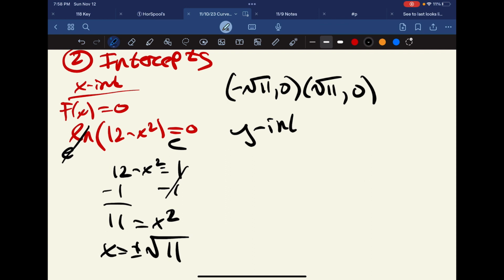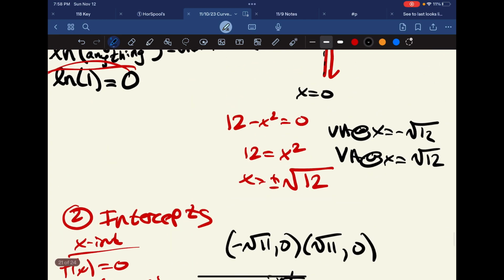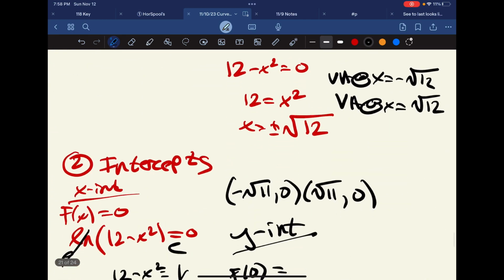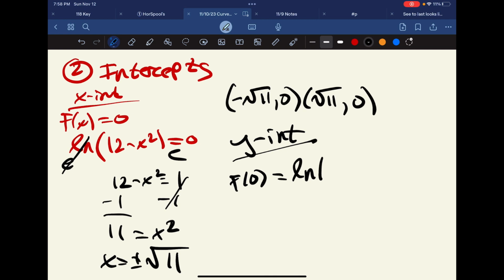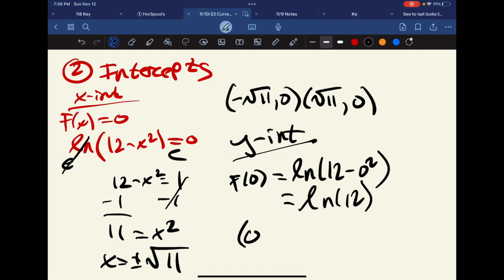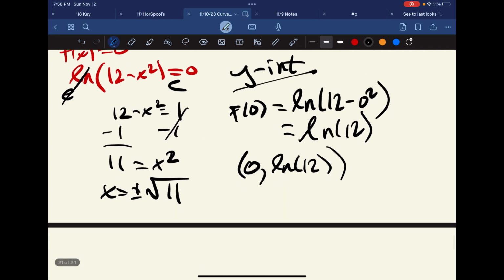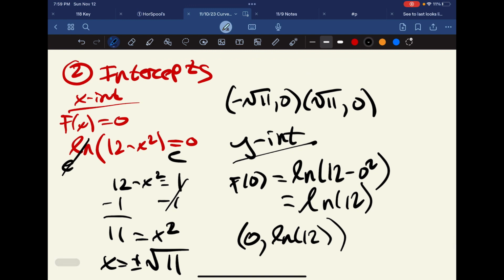And then for our y-intercepts, we're going to plug in a 0 everywhere we see an x. So ln of 12 minus 0 squared. So that's just going to be ln of 12. So we're going to have a y-intercept at 0, comma, ln 12. So this is our 3 intercepts.